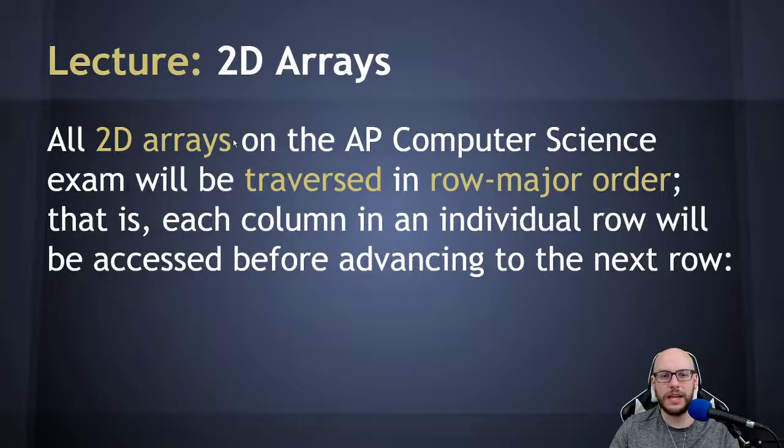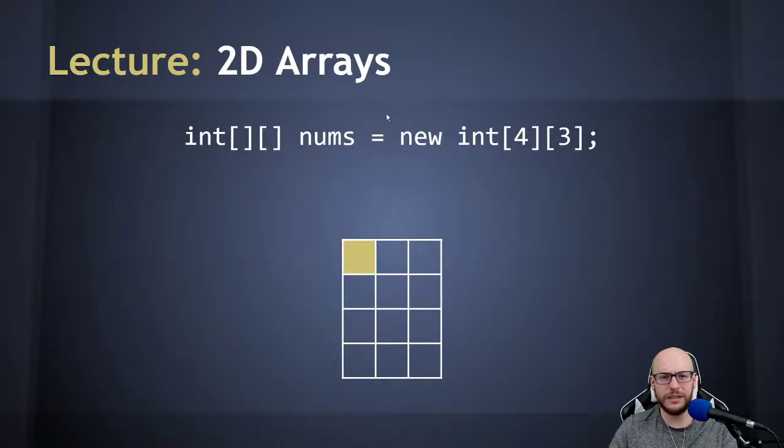All 2D arrays on the AP Computer Science exam will be traversed in row major order. That is, each column in an individual row will be accessed before advancing to the next row. Let me show you visually what this looks like, and then I think it'll make more sense. What I'm about to show you is row major order. It's how the College Board tends to write their questions.